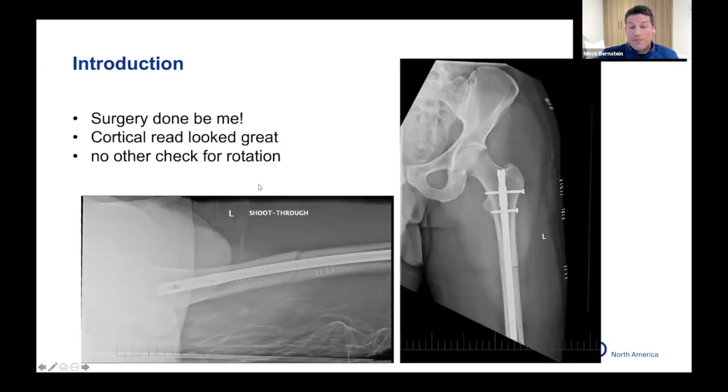So surgery done by me, not done by someone else. Cortical read looked amazing. I did not perform any other check for rotation. Why would you? It looks great. So do you mean imaging wise, or you didn't examine him either? I did not examine him. He specifically was too busy giving people high fives. We were giving people high fives.